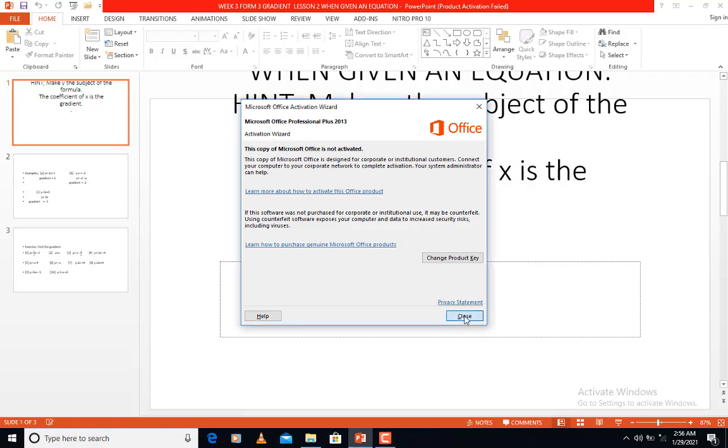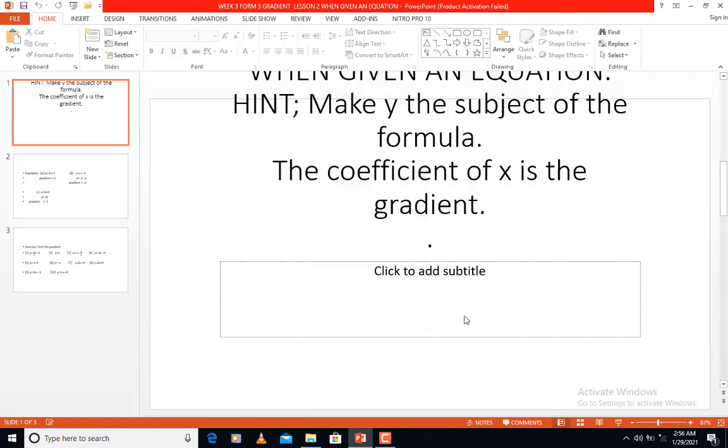Welcome again. We are still discussing the same topic on how to find the gradient of a line. But in this concept, we are discussing making y the subject of the formula. So what do we do when you are given an equation and you are asked to find the gradient? There is a hint: make y the subject of the formula. Then the coefficient of x is the gradient. So that is what we want to deal with.